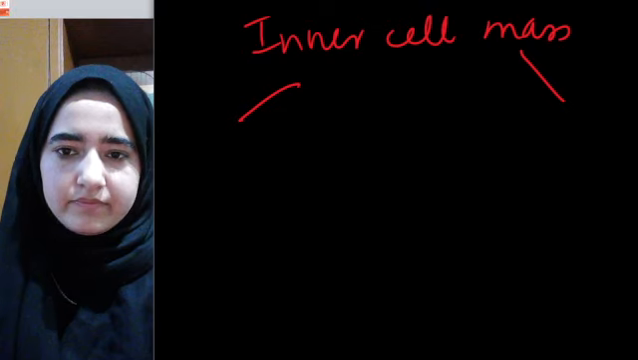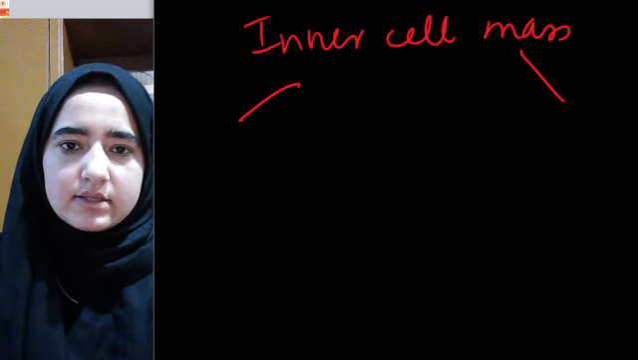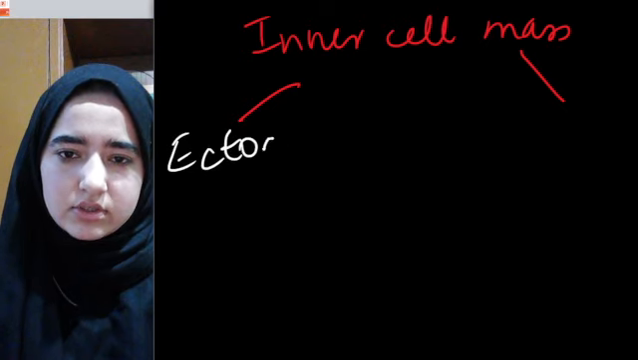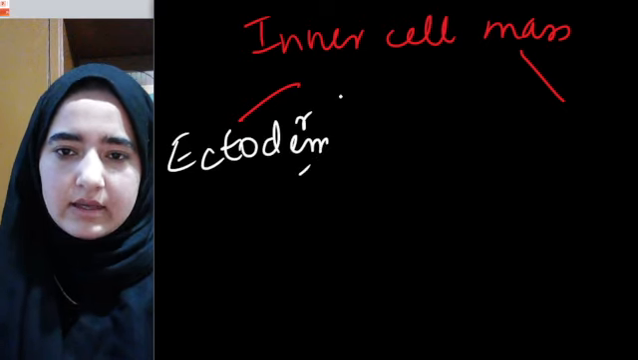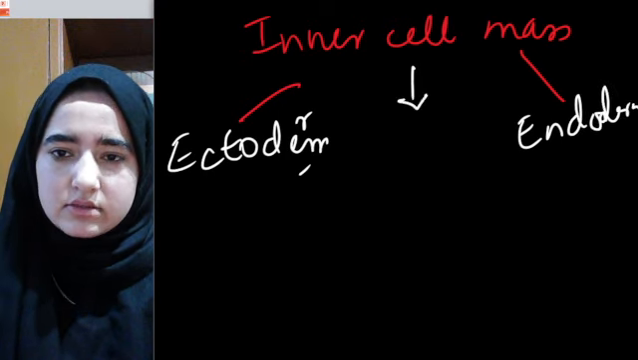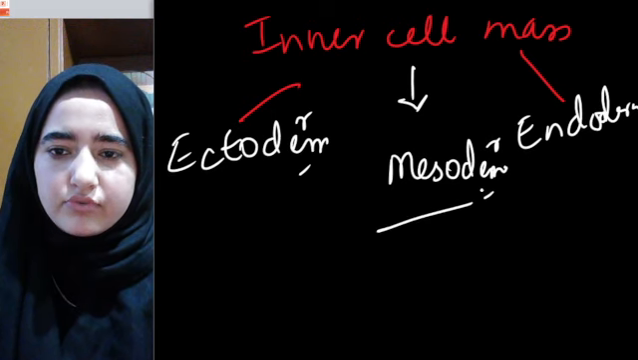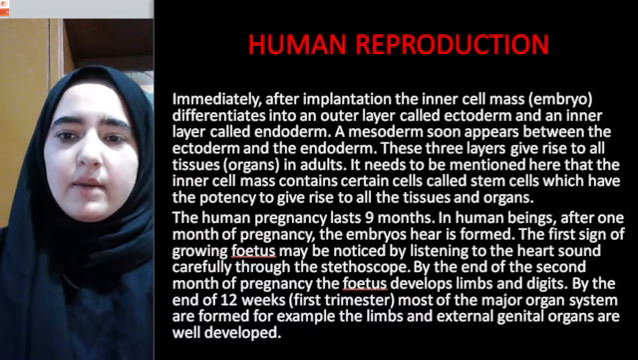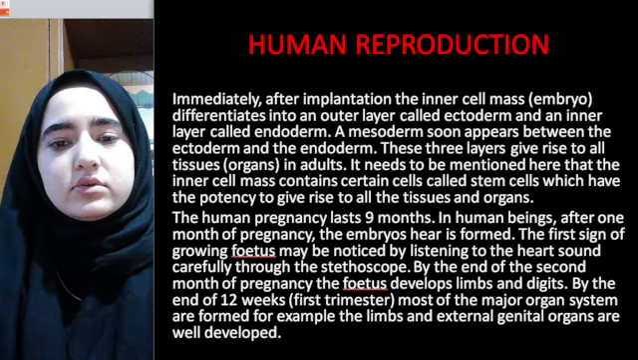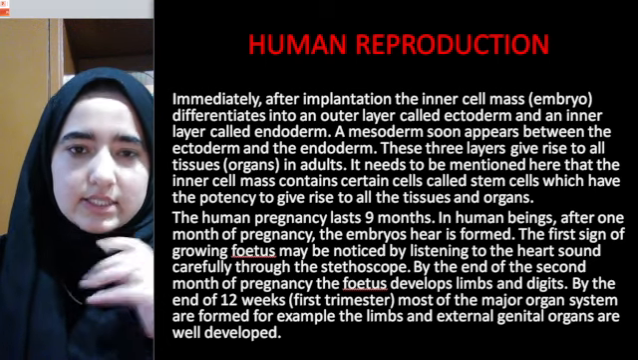The inner cell mass gets converted into the outer layer, that is ectoderm, and the inner, that is endoderm, and after this a middle layer is also formed, which is known as mesoderm. These three layers give rise to tissues and different organs in adults.